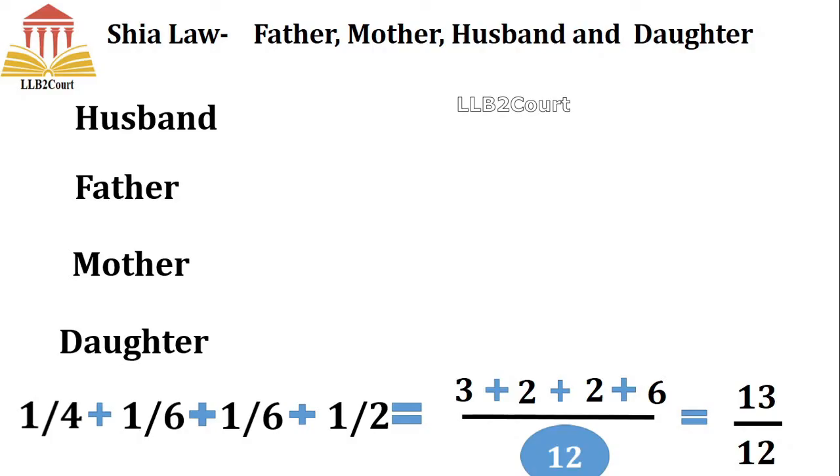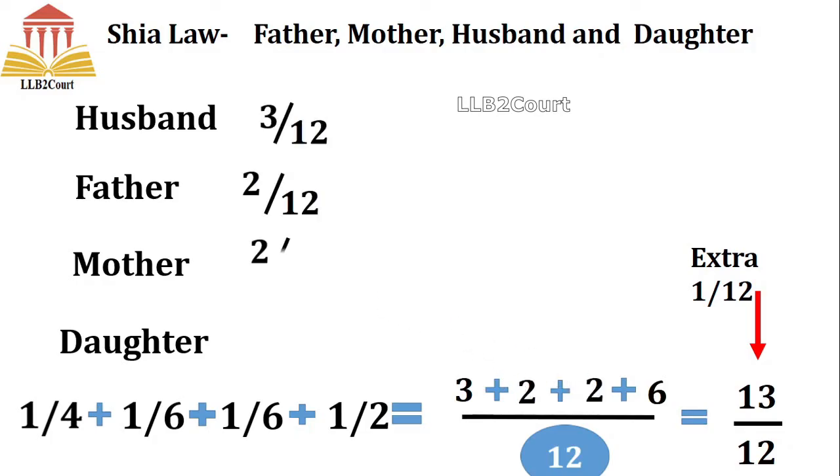So now what happens is this 13 by 12, 1 is extra, 1 by 12 is extra. This extra will be reduced from the daughter's share. Other heirs will not get affected. So husband's share will be the same, 3 by 12. Father's is 2 by 12 and mother's is 2 by 12. So this doctrine of Aul in Shia law will be applicable, that is, reduction of the shares will be applicable to daughters. So the daughter's share will get reduced.